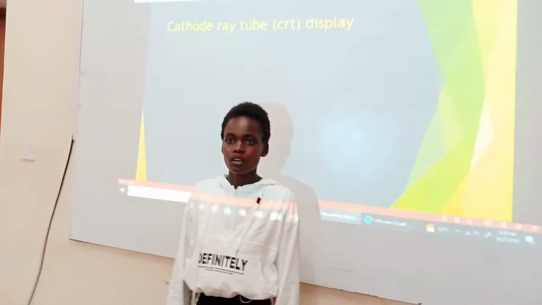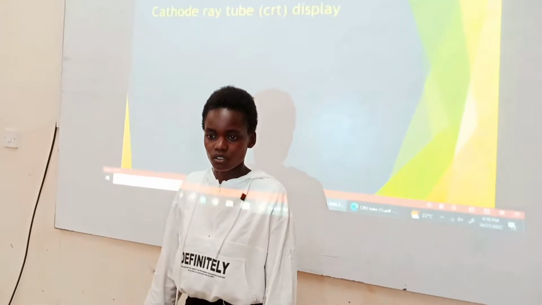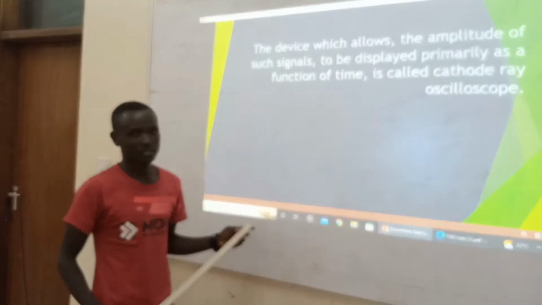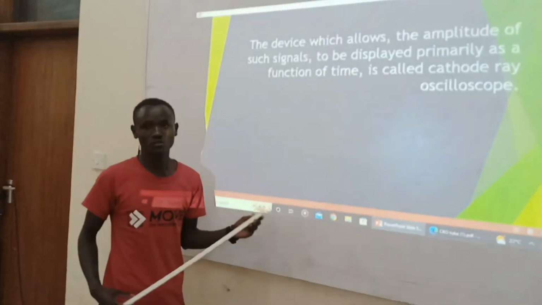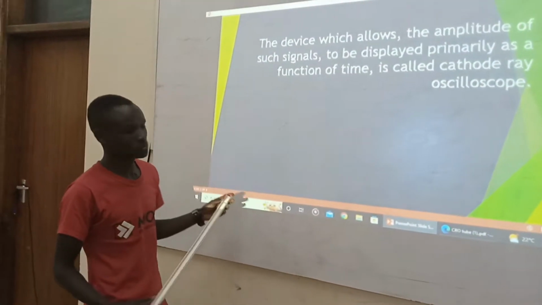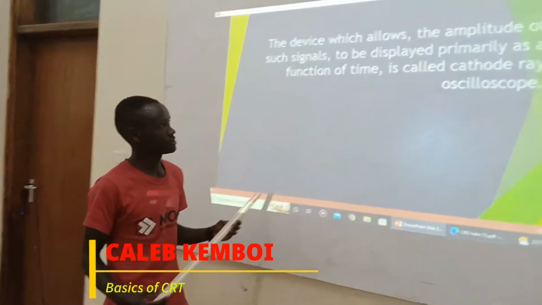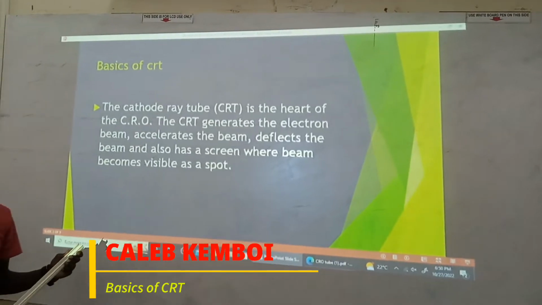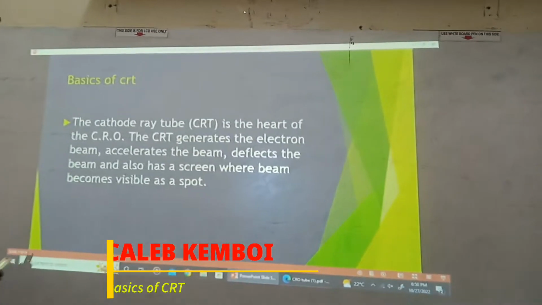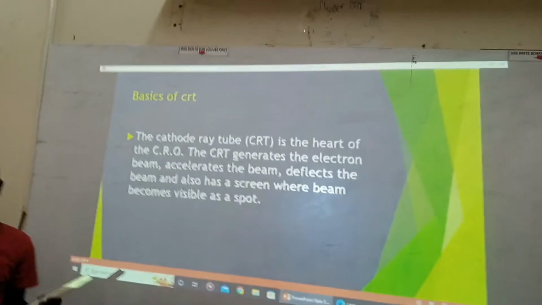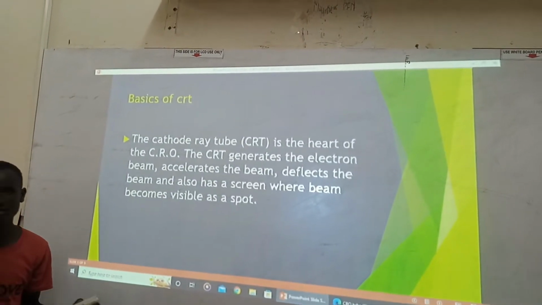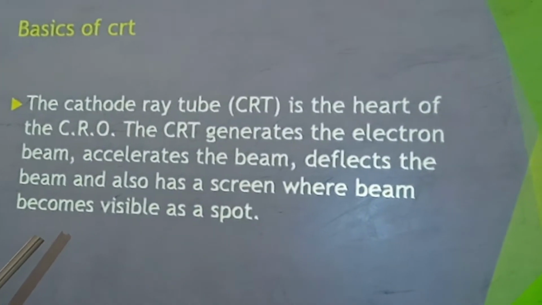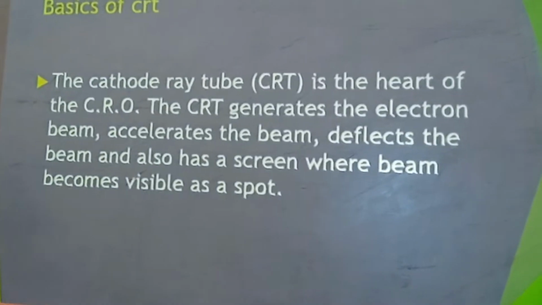Okay, welcome all to this class, and today we are going to talk about the cathode ray tubes. As I have introduced, a CRT in full is called a cathode ray tube, and this is a device which allows the amplitude of signals to be displayed primarily as a function of time. So the basics of CRT include this: the CRT generates the electron beam, accelerates the beam, deflects the beam, and also has a screen where the beam becomes visible as a spot.